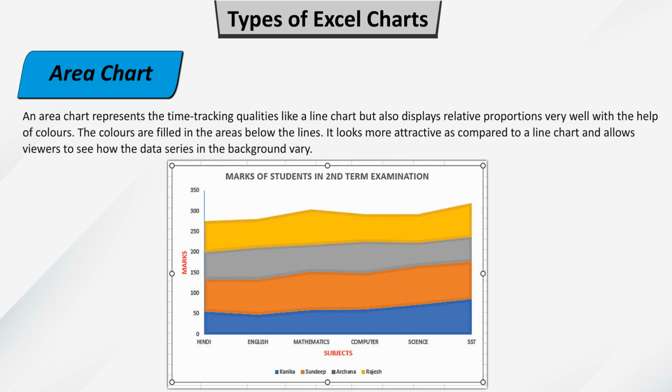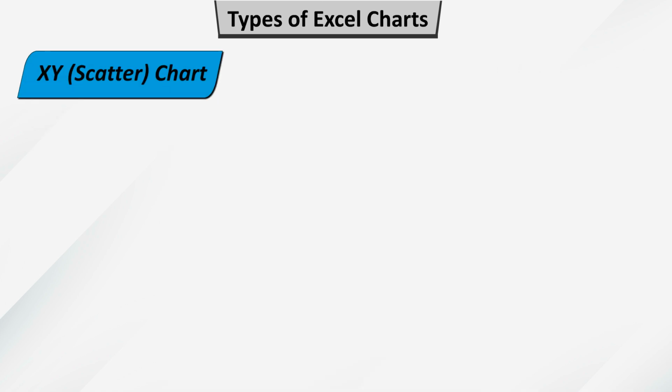Area chart. An area chart represents the time tracking qualities, like a line chart, but also displays relative proportions very well with the help of colors. The colors are filled in the area below the lines. It looks more attractive as compared to a line chart and allows viewers to see how the data series in the background vary.